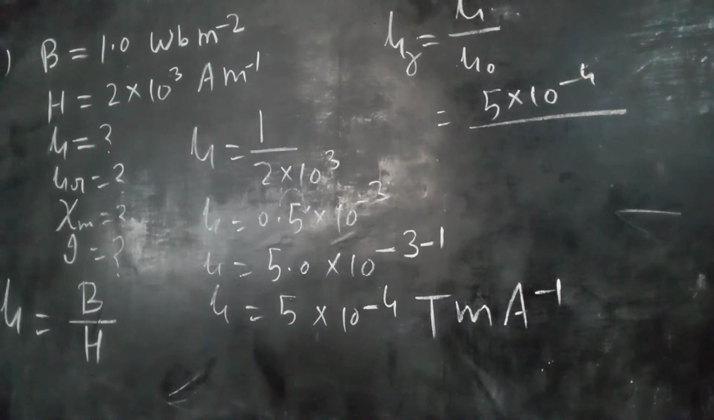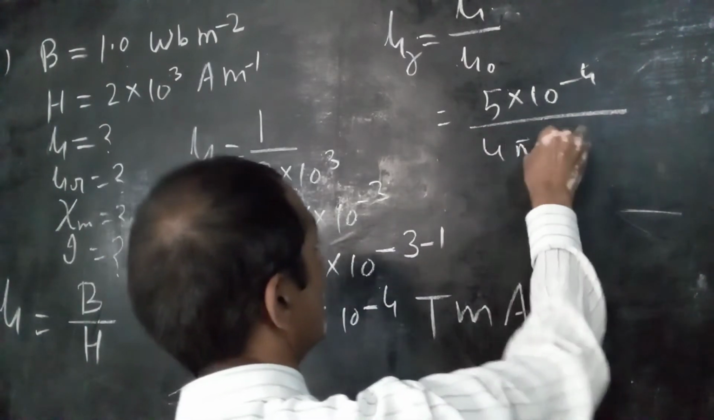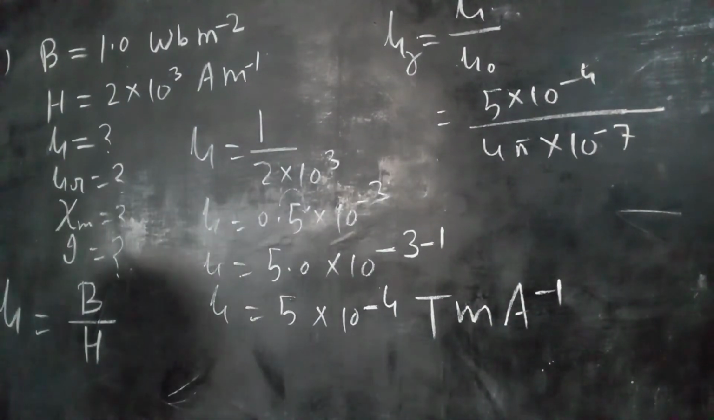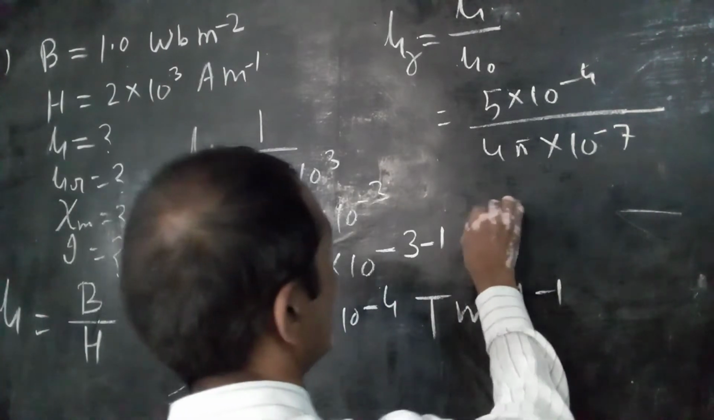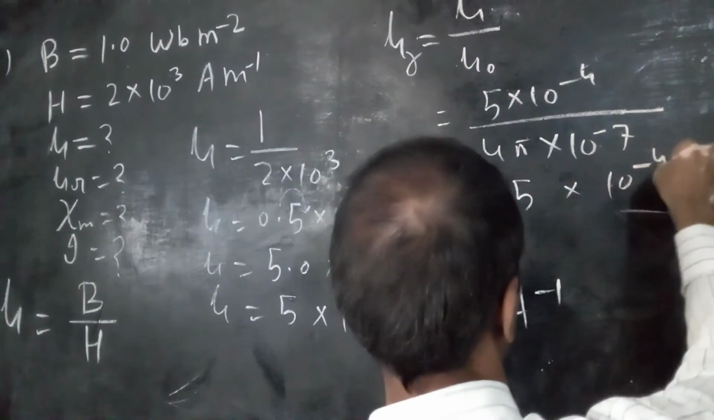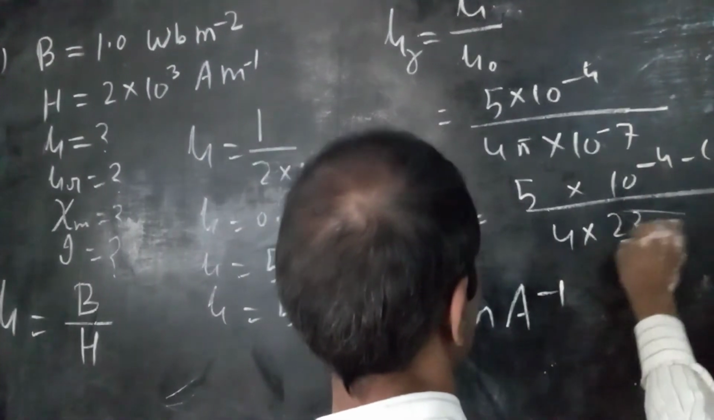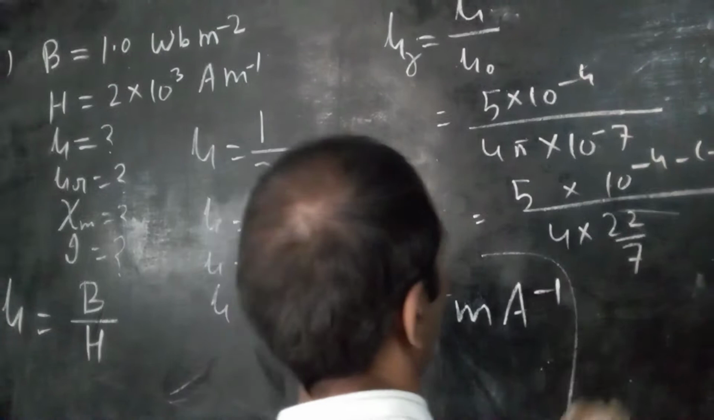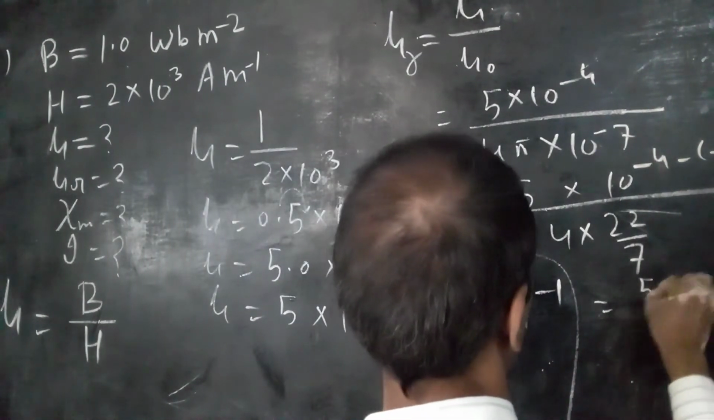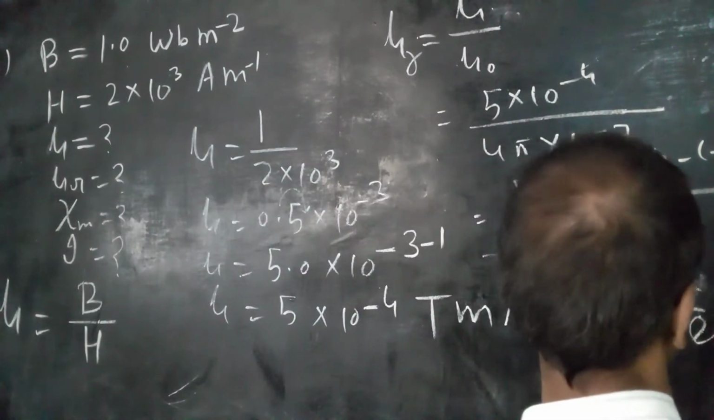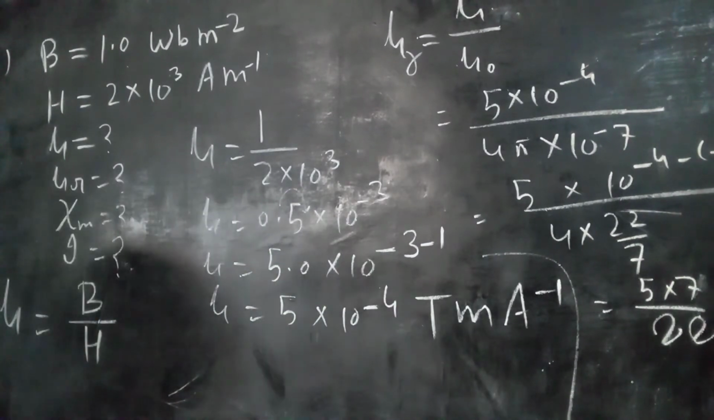And what is the permeability of vacuum? The permeability of vacuum is 4π × 10^-7 Tesla meter ampere^-1. Now simplify this: you get 5 × 10^-4 divided by 4π × 10^-7. Pi is 22 by 7. So 5 × 7 upon 88 into 10^-4 plus 7.